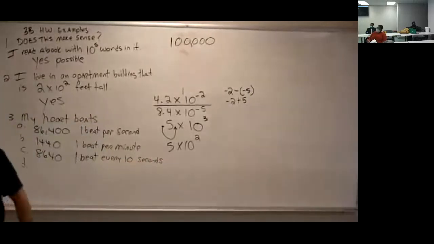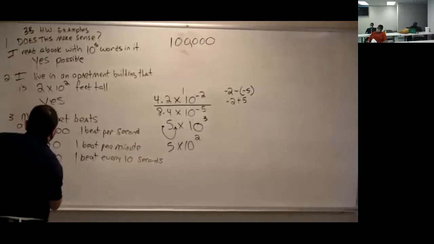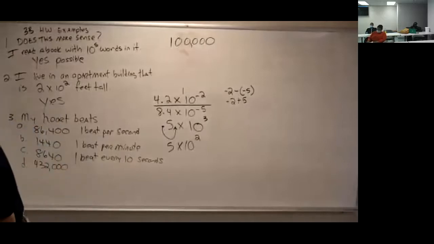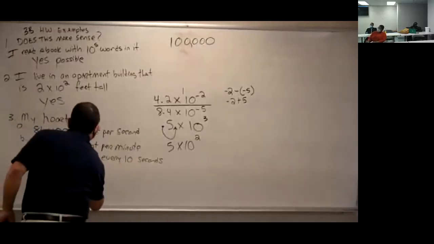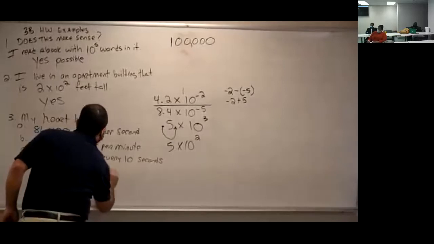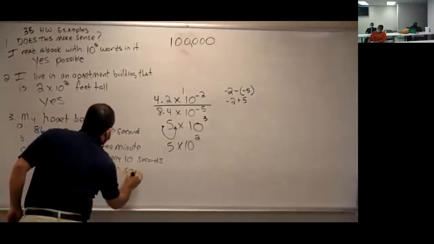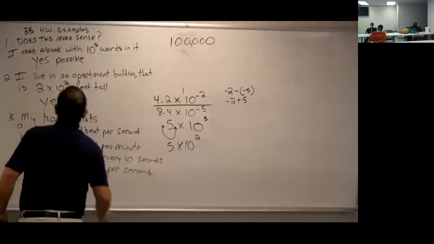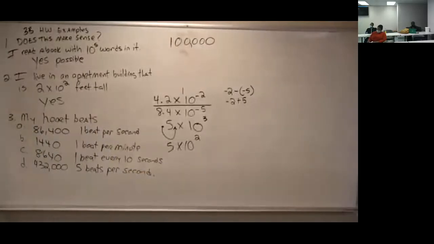And then y'all finally, 432,000. They got that by doing 5 beats a second. So what would y'all pick for the closest one to your heartbeat?